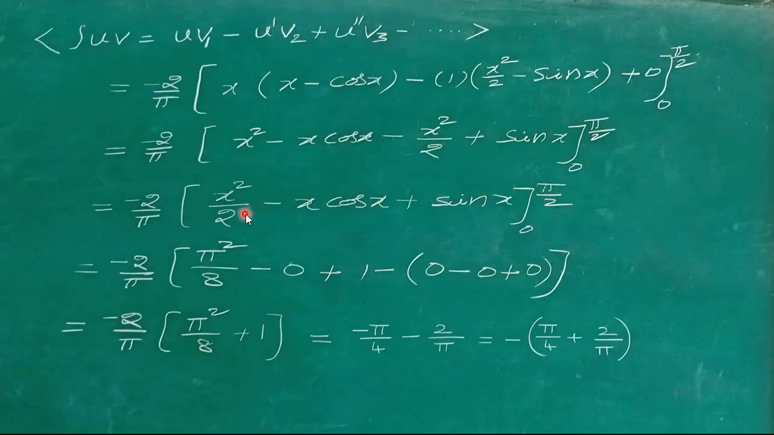Now substitute the upper limit in the place of x. What happens if you substitute the upper limit here? You get pi square by 8 minus, cos pi by 2 value is 0.